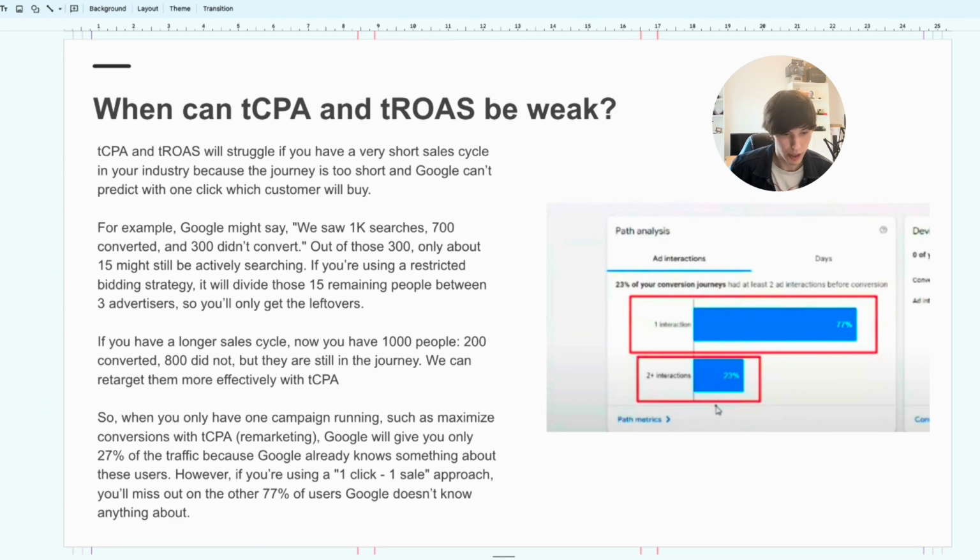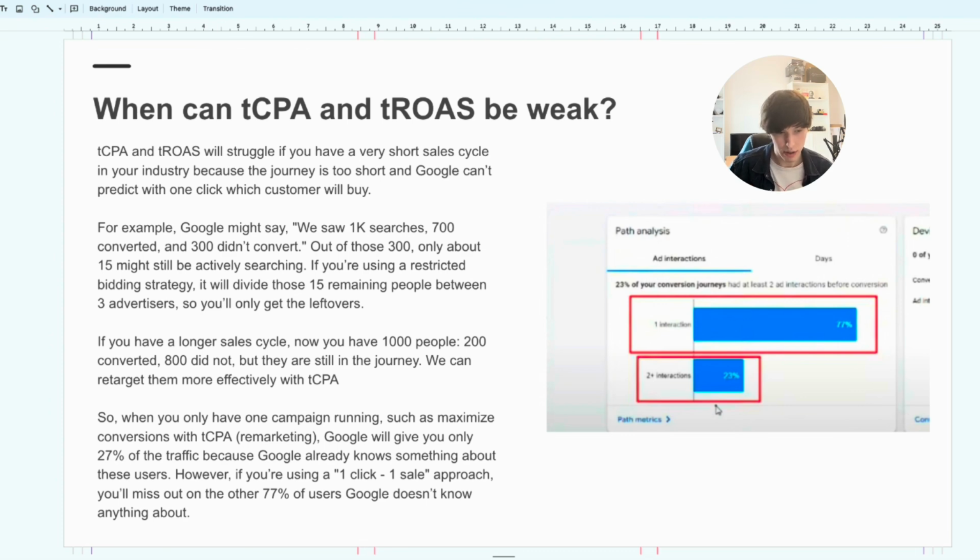And when can target CPA and target ROAS be weak? For example, here I have an example with a short customer journey. We saw 1,000 searches and 700 converted, one click, one sale, and 300 didn't convert. Out of those 300, only about 15 might still be actively searching. If you're using a restricted bidding strategy, it will divide those 15 remaining people between 3 advertisers. So you will get only leftovers.